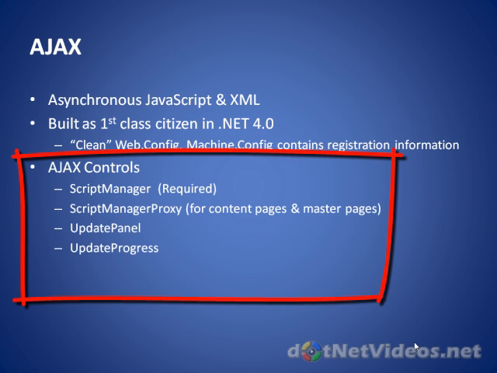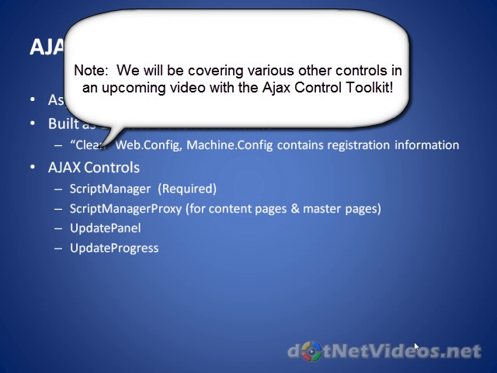So AJAX controls, there are some core controls you're going to want to understand for the exam fundamentals for sure. On the server side, the script manager is a required control. If you're going to have AJAX functionality going on, you're going to need this script manager. It does various functionality for you beyond just being required, such as combining scripts. We'll get into that as we go. Script manager proxies are used similarly if we're using master pages. The update panel, which we'll explore here, is a fundamental server control. Update progress is just a control used for a nice user experience.